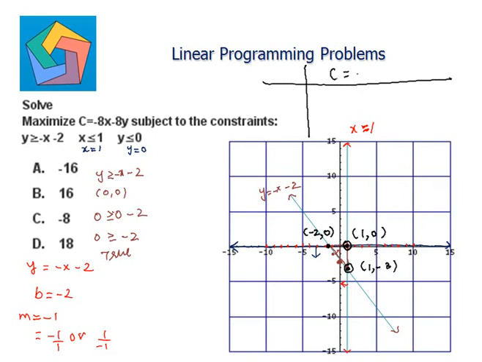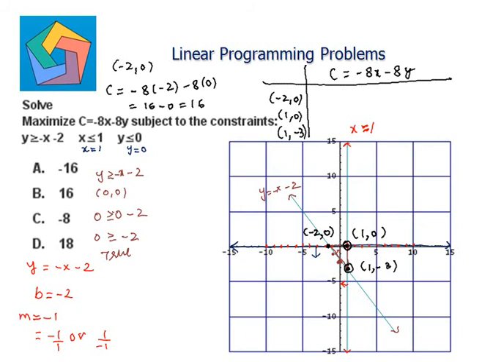C is equal to minus 8x minus 8y, at negative 2 comma 0, 1 comma 0 and 1 comma minus 3. So at minus 2 comma 0, my C will be minus 8 times minus 2 minus 8 times 0, which is 16 minus 0, which is 16. Similarly, at 1 comma 0, we'll get negative 8 as C, and at 1 comma negative 3 it will be 16. So the maximum value comes out to be 16, which is at the coordinates negative 2, 0 and 1 comma negative 3. So B, 16, is the answer.